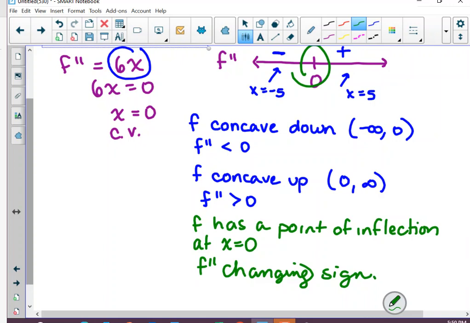So the analysis of the second derivative equation, pulling the critical value, creating the number line, doing the analysis, was one of the things we learned in lesson 27 at our last class.